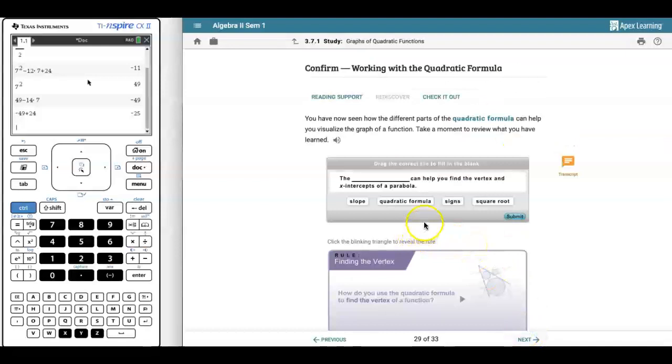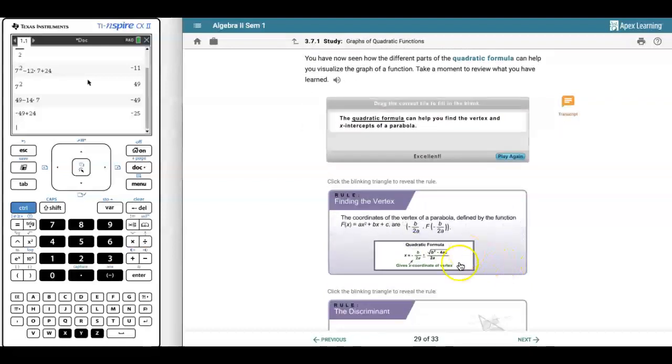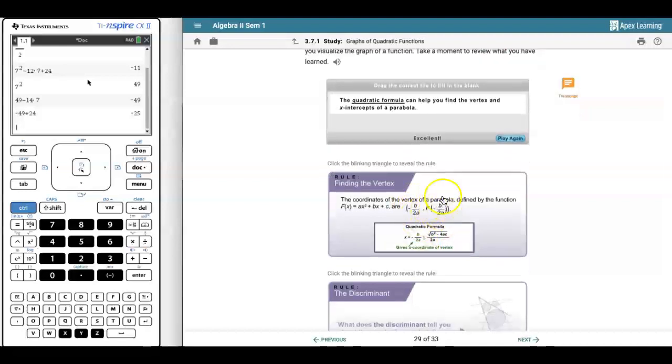Now, the quadratic formula can help you find the vertex and the x-intercepts of a parabola. How do we use the quadratic formula to find the vertex? We simplify it and we just look at what -b over 2a is. You can either look at the full quadratic, or you can just know that it's -b over 2a. And then what this says is the function of x, where x is equal to -b over 2a, otherwise known as plug the answer you get for x back into your original equation.